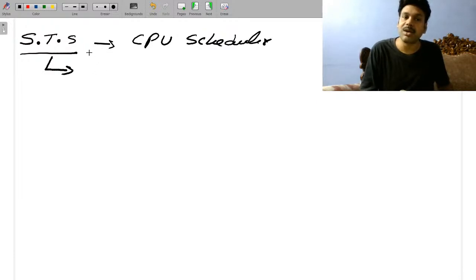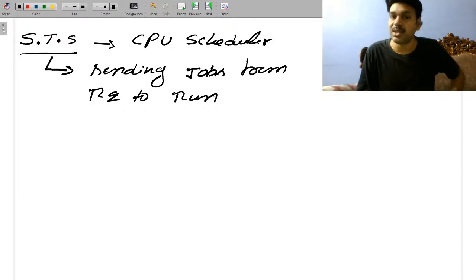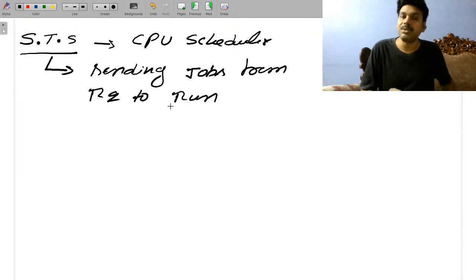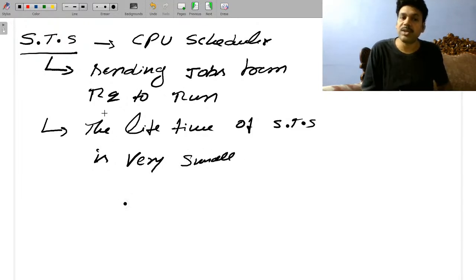That's nothing but sending jobs from the ready queue to run. This is the responsibility of your STS. The processes which enter the ready state will be sent to your CPU in order to execute them. It just sends the process and leaves it. That's why the lifetime of the short-term scheduler is very small. Its main responsibility is sending the process from the ready queue to the run state.